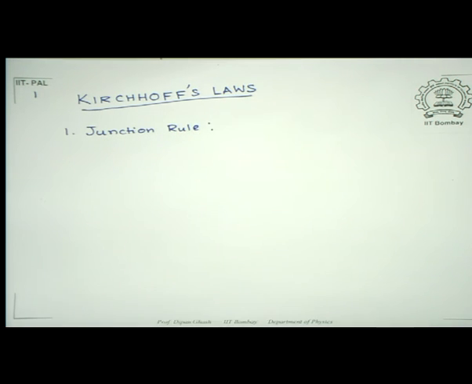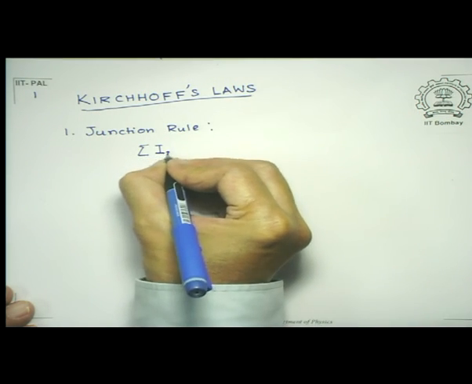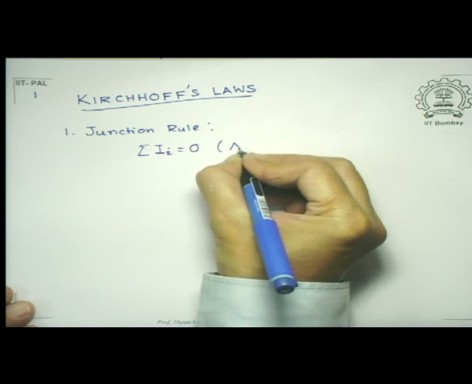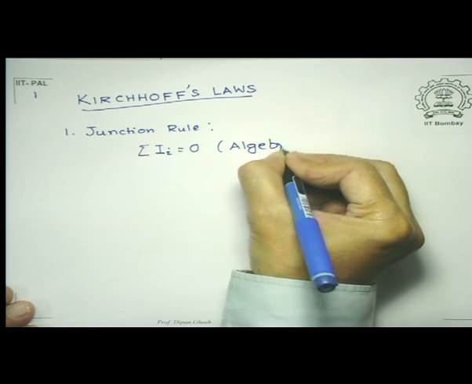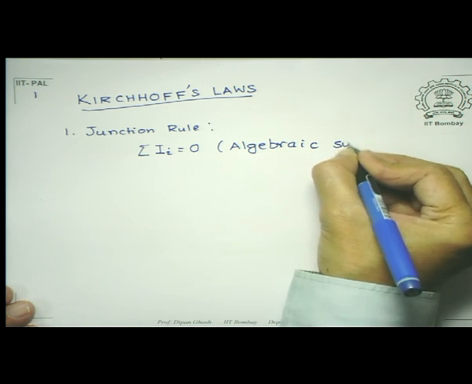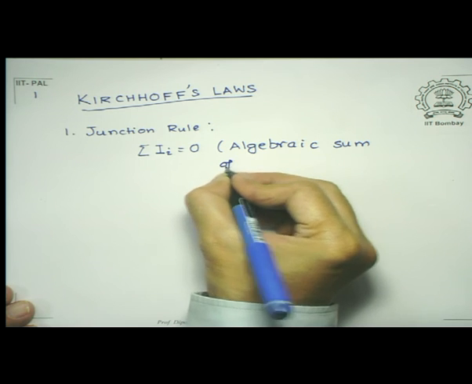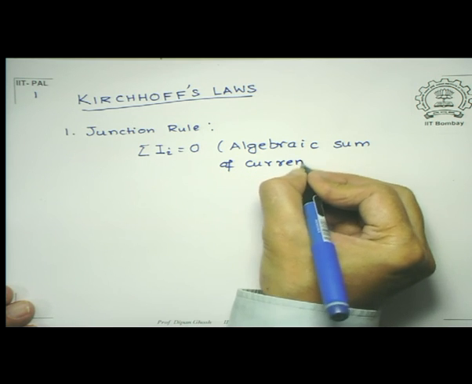So the junction rule simply says that if you assign a sign to the current which is coming in, you can do it any way. Supposing the current which is coming in is taken to be positive and the current which is leaving that junction is taken as negative, then the algebraic sum of currents at a junction, which is what I write like this, sum over I is equal to 0. This is the algebraic sum of current at a junction.